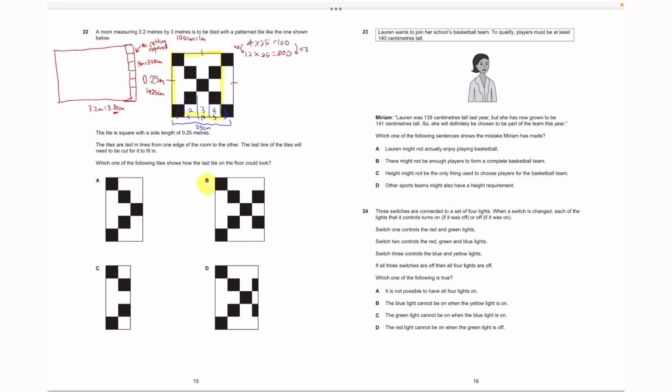So if we only need 20 centimeters, the amount being used will only be 4 parts of it. So it could be looking like this, or it could be cut the other way around. It really depends. Now that we know that, we need to have a look at the option that shows this, and the only option that does show what the last tile on the floor could look like is our answer B.